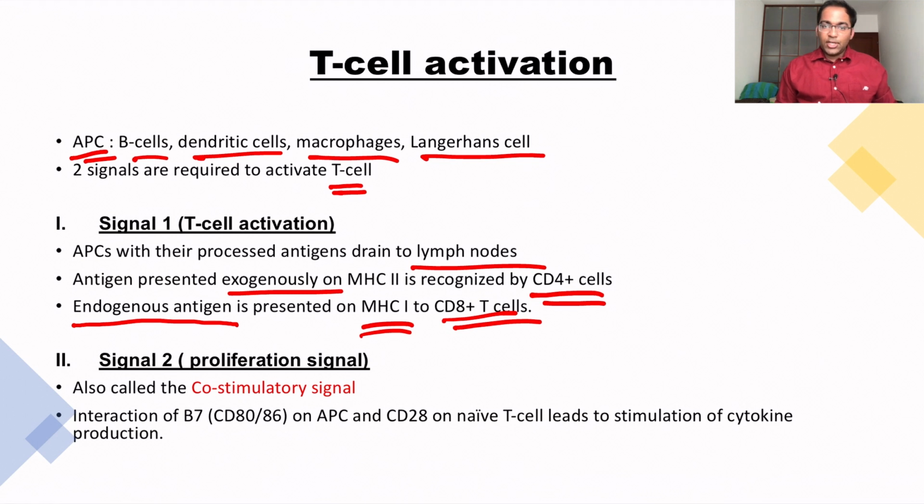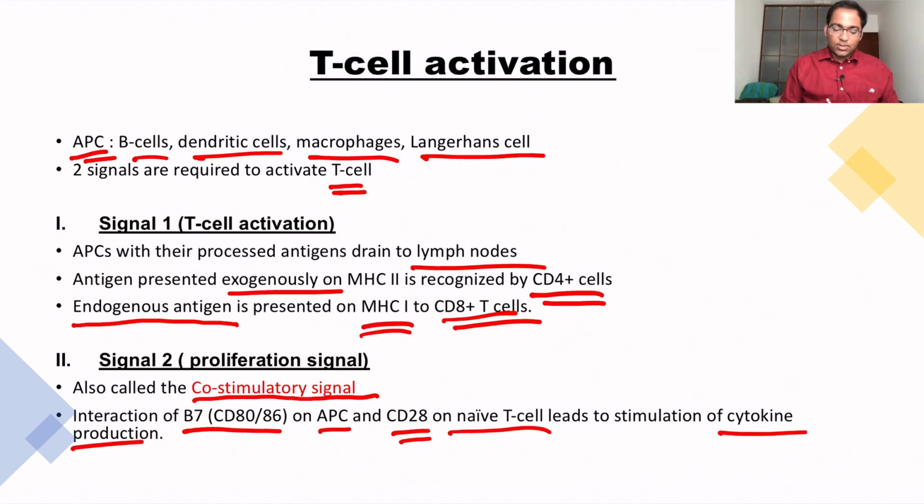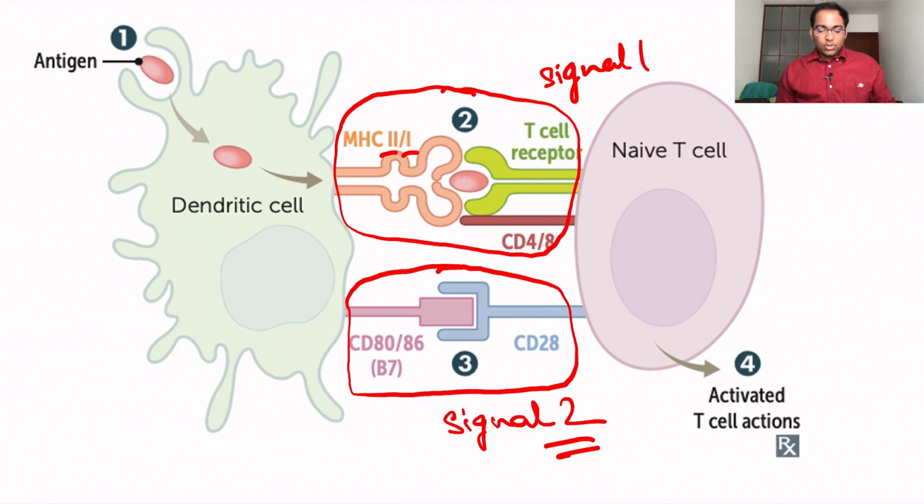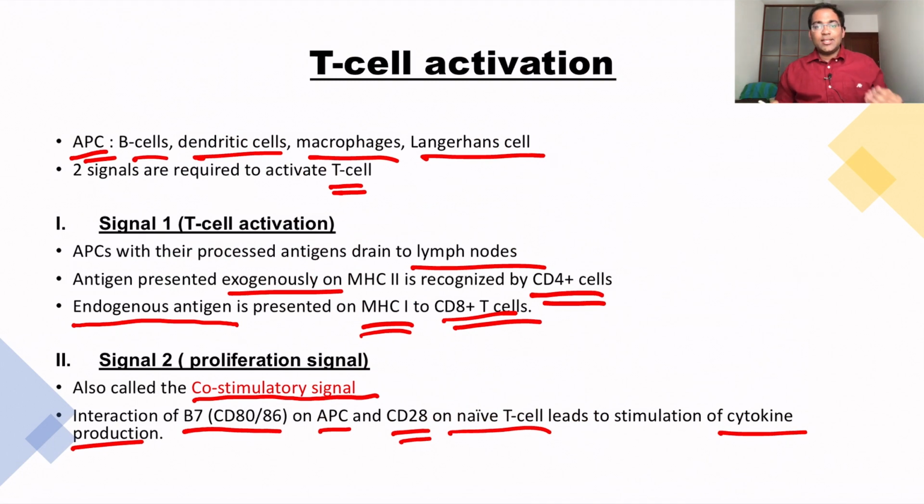Signal number 2 is the proliferation signal, also called the co-stimulatory signal. This involves the interaction of the B7 receptor on the APC and CD28 on the naive T cell, which leads to stimulation of cytokine production. So again, this is the same picture, and I hope you understood exactly how the T cell is activated, what those two signals are, and what the respective receptors are that take part in this activation of the T cell.